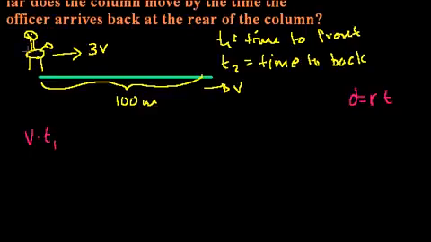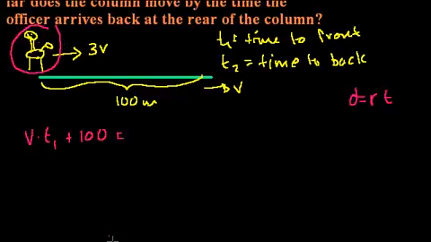And how far is this guy going to move? Well, we're saying over time 1 he moves to the front of the column. So this whole column is moving to the right, and at the same time this guy's moving to the right faster. So at the end of time 1, which I've defined as the time it takes him to get to the front, what's true about the officer on the horseback? He will have had to travel 100 meters further than the column, right? In order to catch up to the front of the column, he would have had to go 100 meters further than the column. So the distance that the column travels plus 100 meters is going to be the distance that the officer travels in the same amount of time.